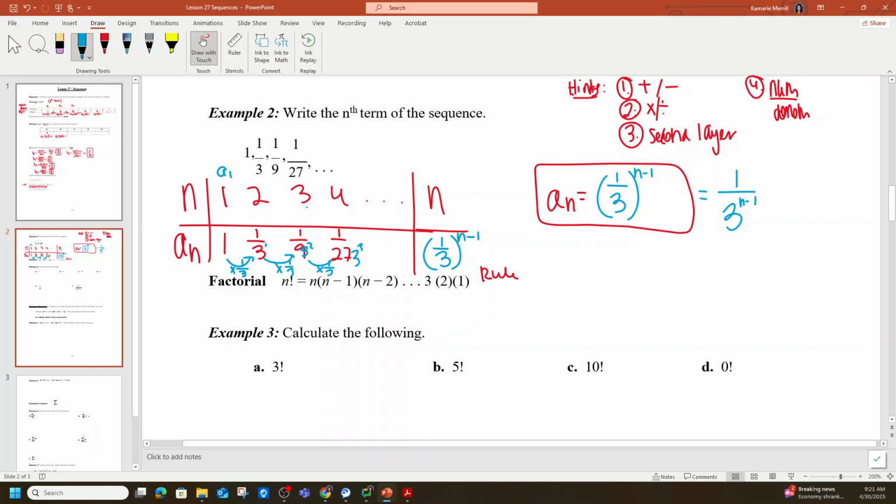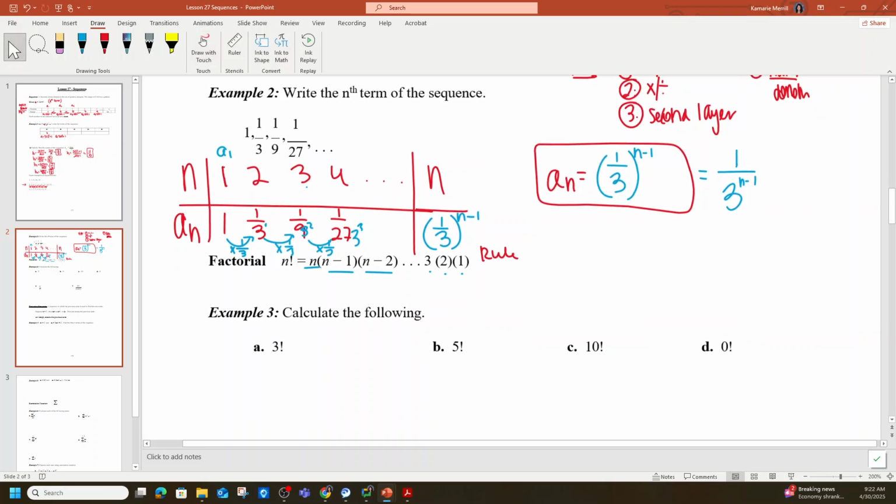All right, how many of you remember what a factorial is? 3 factorial, 5 factorial, 10 factorial, 0 factorial? What's that? Like 1 times 2 times 3. Yep, you go all the way down from that high number. So you take n times n minus 1 times n minus 2, and you go all the way down to 3 times 2 times 1, okay?